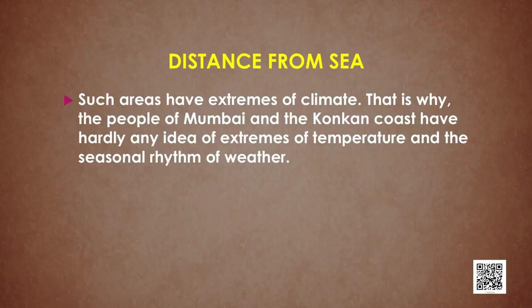The areas having extreme climate experience very high temperature during summer months. If you ask the people living in Mumbai, they do not know the different seasons because they hardly have any idea of extremes of temperature and the seasonal rhythm of weather. If you are living in the northern part of the country, you are waiting for the winter season, you are waiting for the summer season and the monsoon season, whereas the regions in the coastal areas do not have any change of seasons.